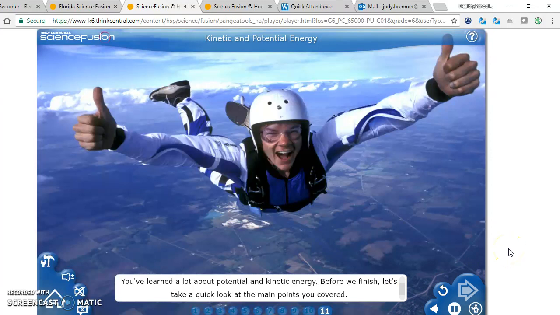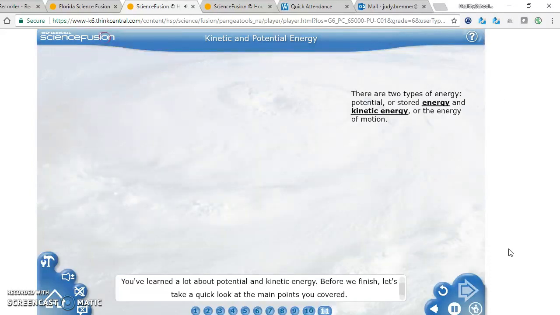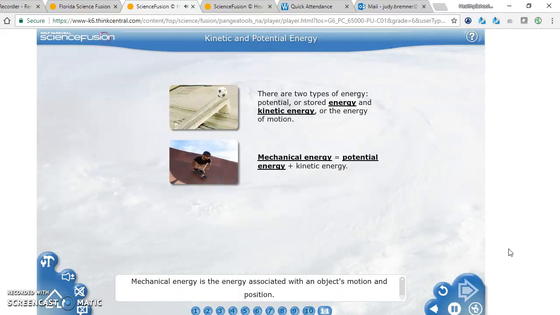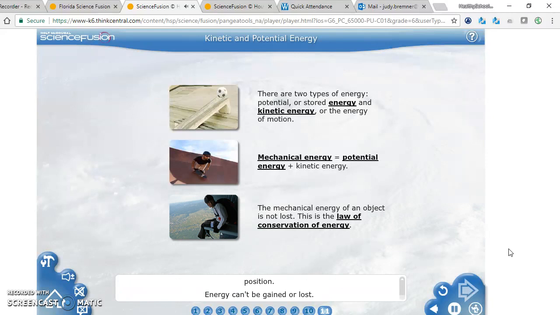You've learned a lot about potential and kinetic energy, but before we finish, let's take a look at the main points that you covered. There are two types of energy: potential or stored energy, and kinetic, the energy of motion. Mechanical energy is equal to potential plus kinetic energy. The mechanical energy of an object is not lost. This is the law of conservation of energy, a fundamental law in science.